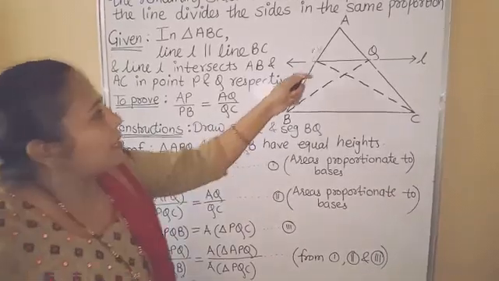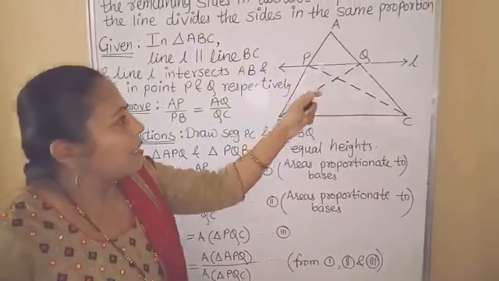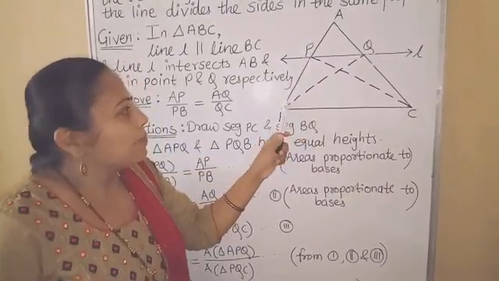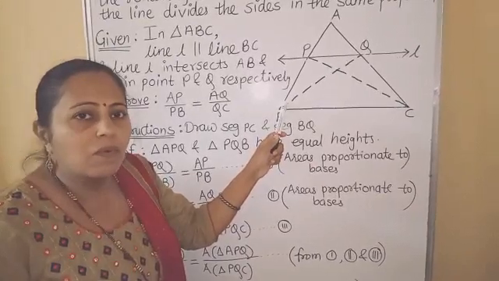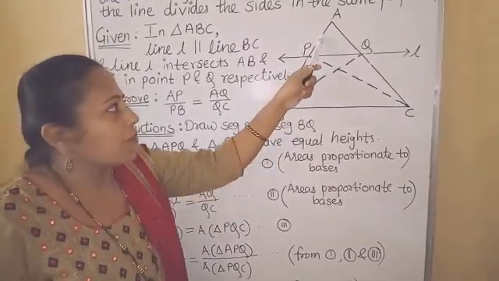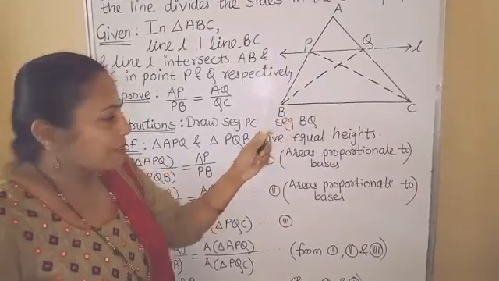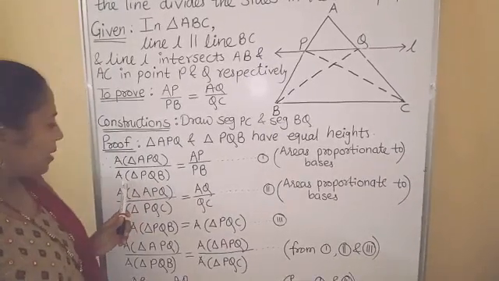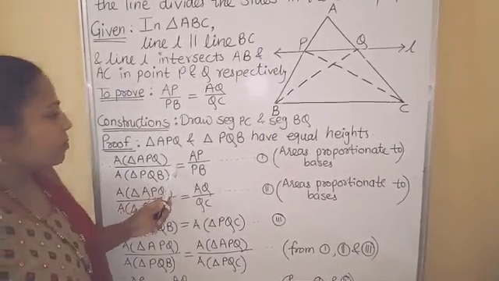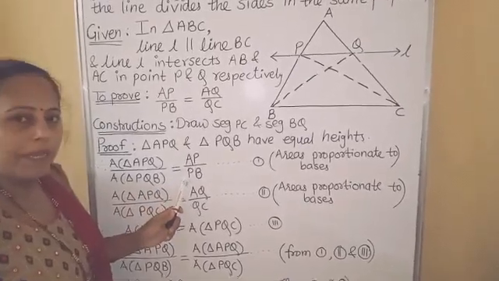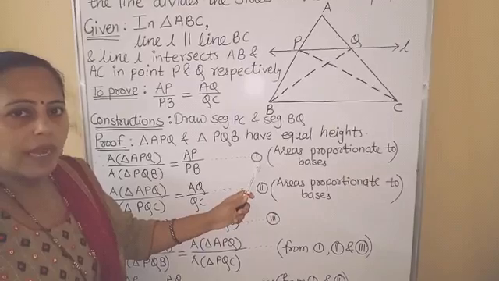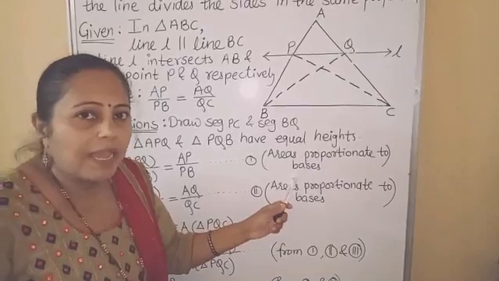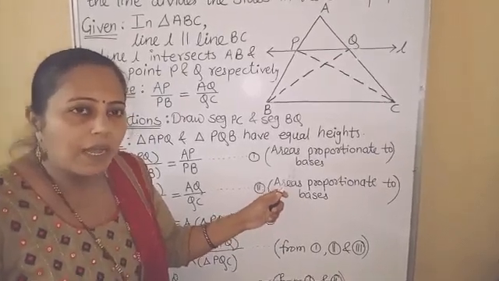Students, you can see in the figure triangle APQ and triangle PQB. These two triangles have equal heights. So the ratio of their areas is equal to the ratio of their bases. Therefore, area of triangle APQ upon area of triangle PQB is equal to AP upon PB. This is statement number 1. And the reason is areas are proportionate to bases. Why? Because these triangles have equal height.